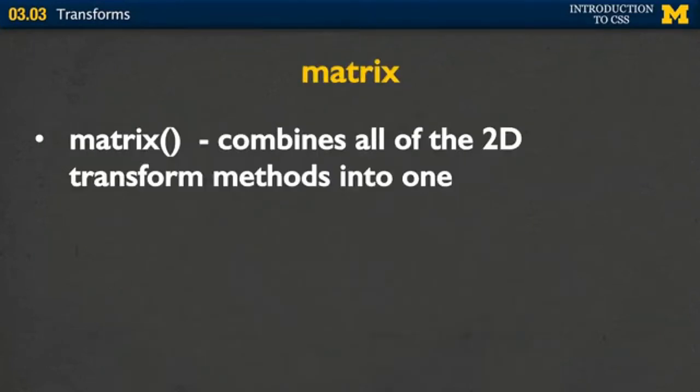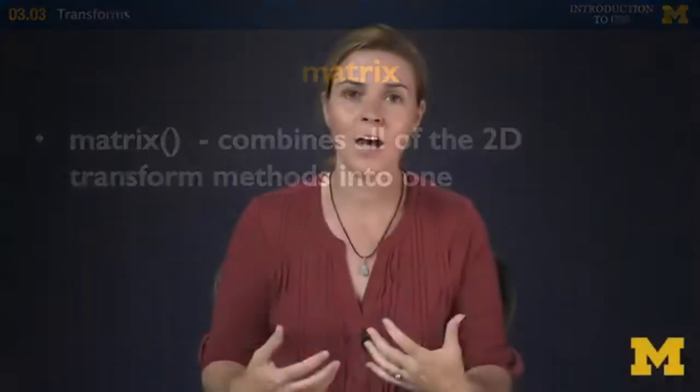The next and final option is matrix. And when you use the matrix, you can combine all of the 2D transform methods into one command at once. I never use this because I find it far too confusing to remember which ones scale, which ones rotate, which ones skew. So unless you feel really confident with your CSS3, I would avoid using matrix and go ahead and use each of the other individual transforms one at a time.